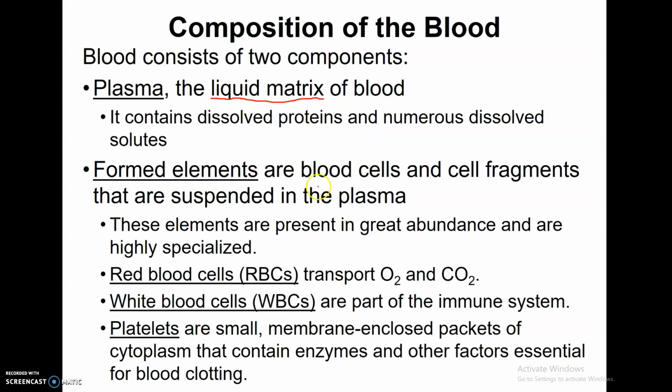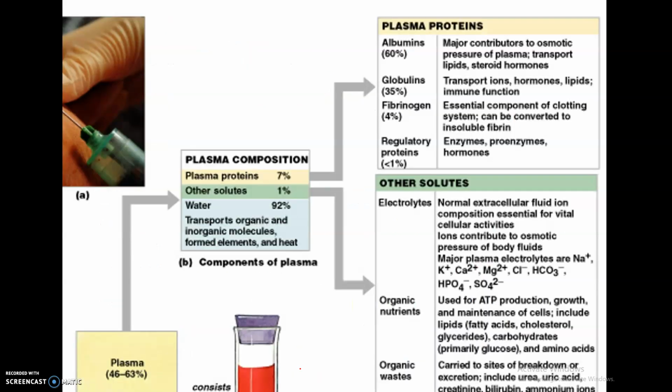The formed elements we just reviewed are blood cells and cellular fragments that are suspended in the plasma. And so our red blood cells transport oxygen, and somewhat CO2. I'm going to put a zigzag here. That means sort of. CO2 usually is dissolved in the plasma. You'll talk about that more in detail in physiology. The white blood cells are a part of our immune system, and the platelets are small fragments of cells that have lots of enzymes in them, but they're essential for blood clotting.